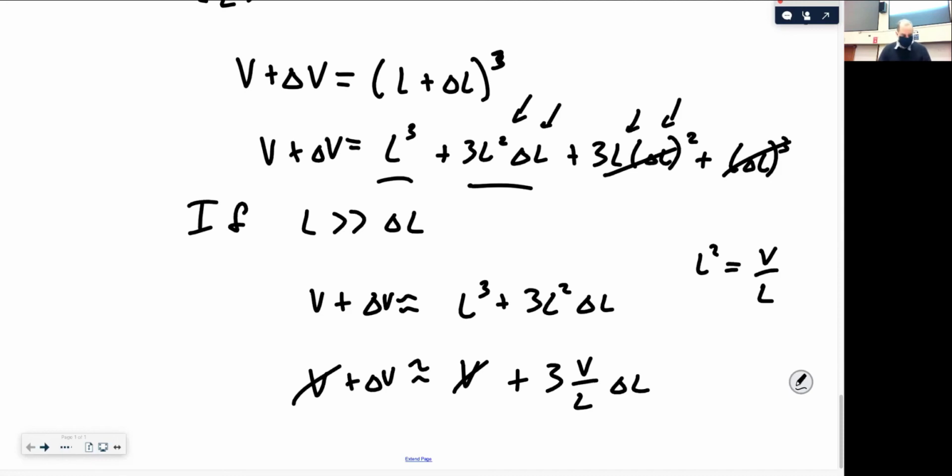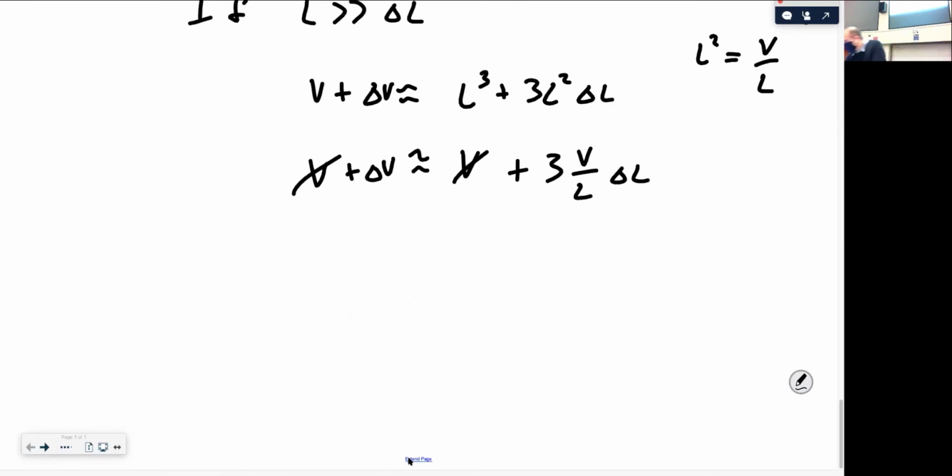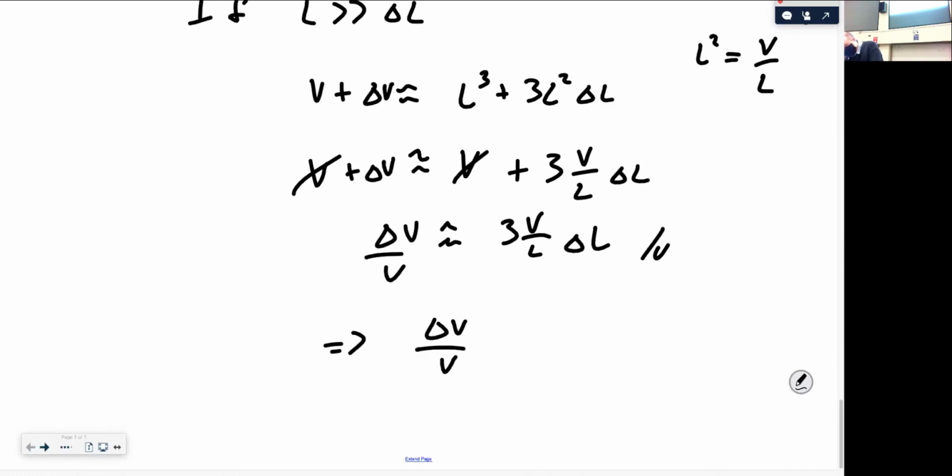Now, where am I at? I'm at delta V approximately equal to 3V over L times delta L. Let's divide both sides by V. And I get delta V over V is about equal to 3 times delta L over L.